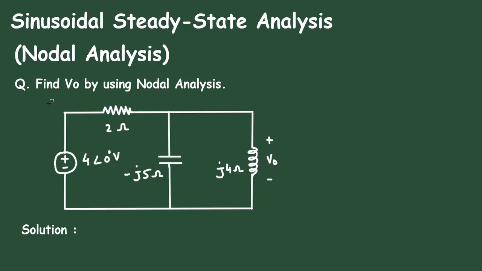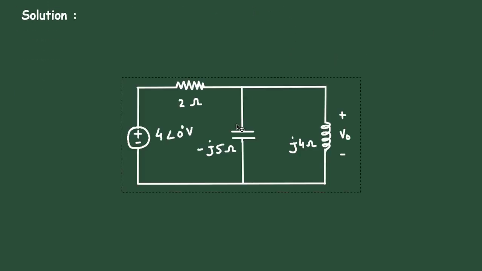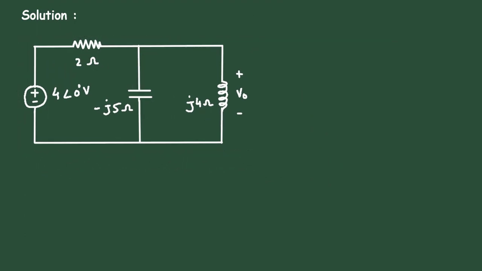So first of all, we will take this circuit from here and paste it here. We have to solve this circuit by using nodal analysis. So let's assume this as reference node and all the currents towards this reference node. So this current is, let's say, I1, this current is I2, and this current is I3. This is current I3 towards this reference node.